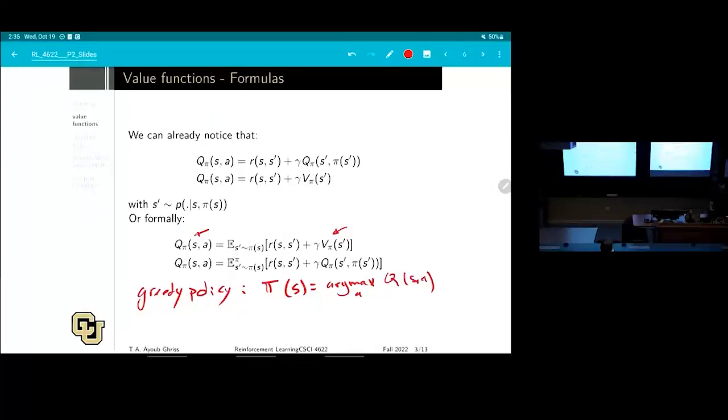If you use this notation, then using this policy, Q pi of S, A is equal to the reward plus gamma max over A of Q(S prime, A). Remember this very well. We're going to go back to it.